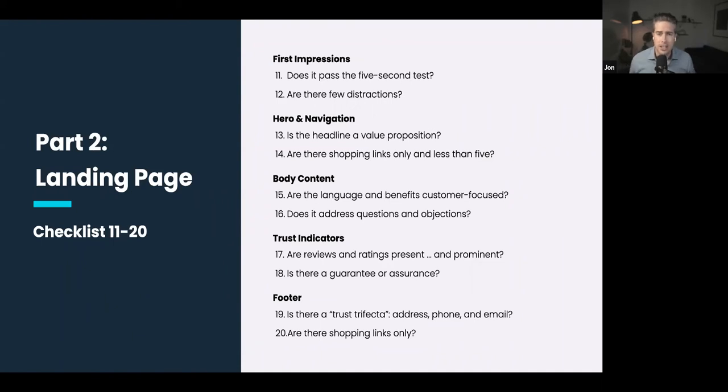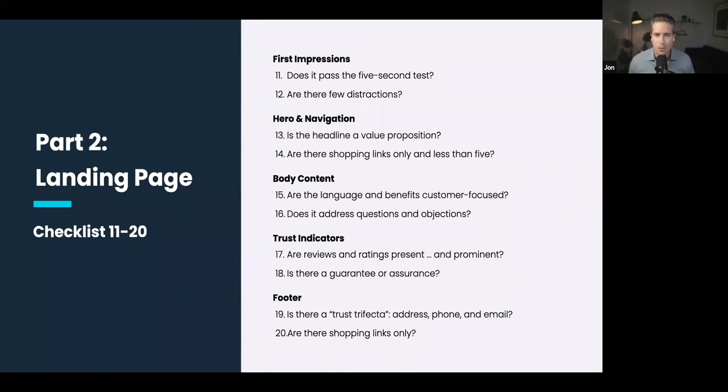Is there a guarantee or assurance? This is all about including things like free shipping, free returns, satisfaction guarantees. Eliminate the objections, right? Through guarantees or assurances. So free shipping will help your conversions. I promise you, bake it into the price. They'll pay a couple extra dollars, even if it means that they'll get free shipping. They love that. So moving all the way down to the bottom, we're going to check out footers today.